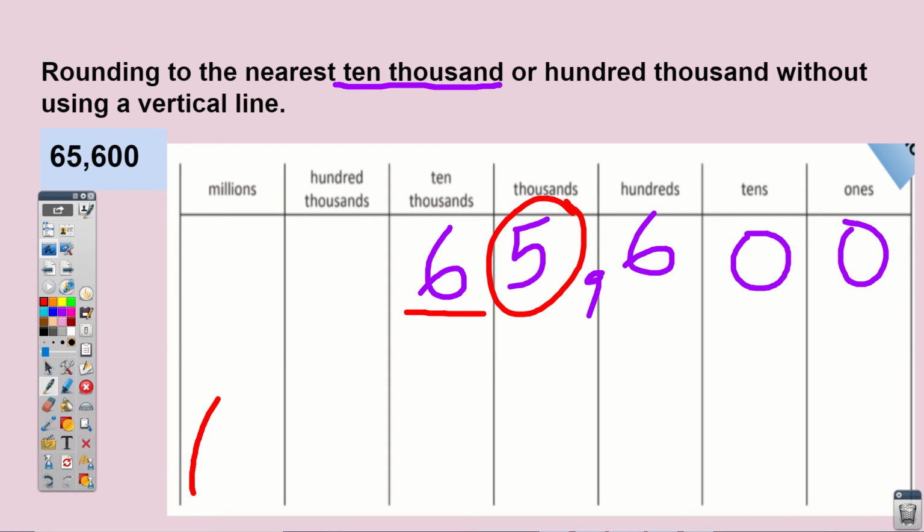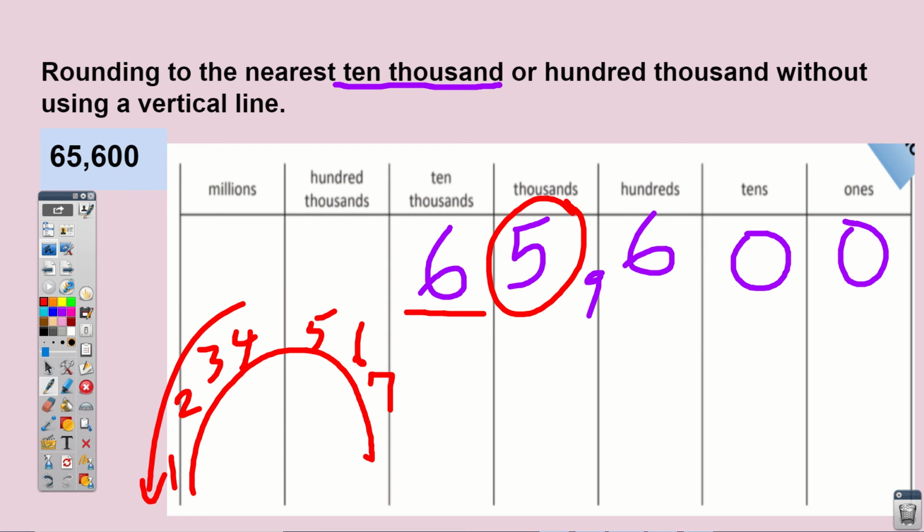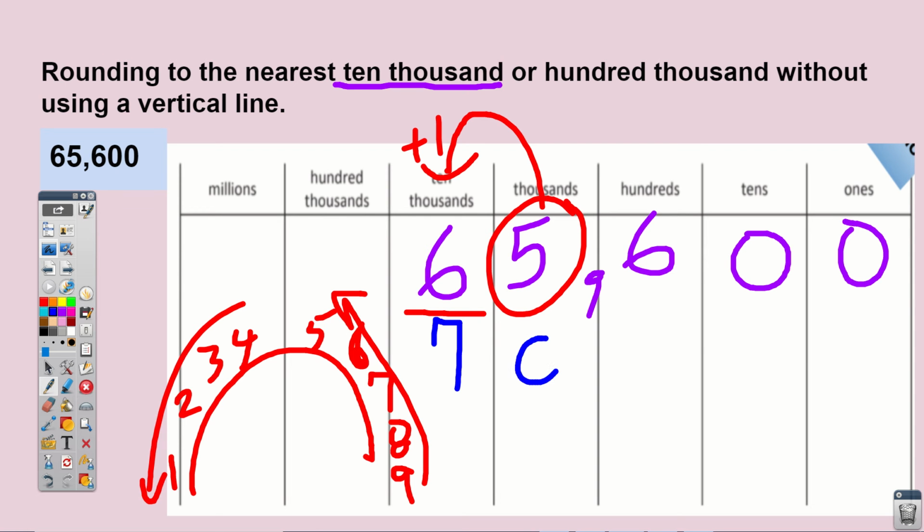Where would 5 be on a rounding roller coaster? 1, 2, 3, 4, we round down. Then 5, 6, 7, 8, 9, we round up. So 5 is going up on the rounding roller coaster. That means we're going to add one more to the digit next door, which will now make our new number, or the number that is being rounded, into 70,000. That means that 65,600 is closer to 70,000.